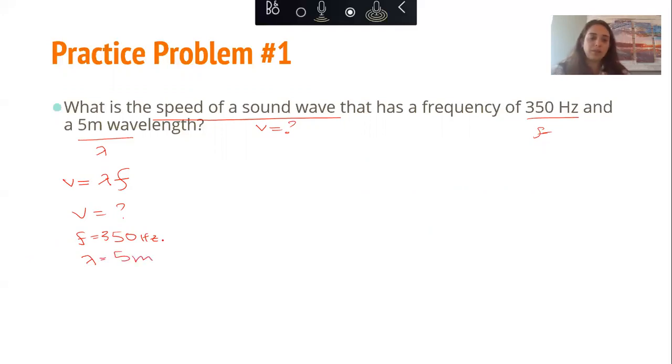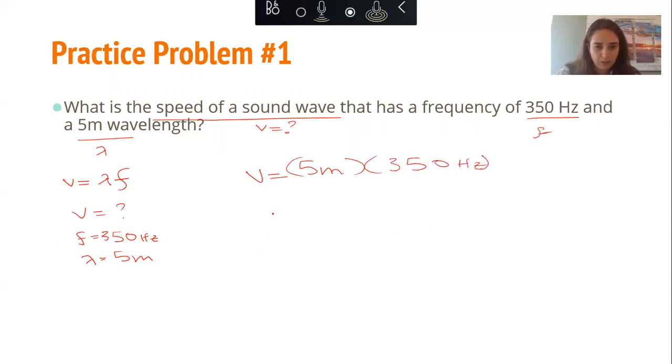And my wavelength is 5 meters. Okay, I am writing everything on the side here to help me visualize all the information that has been given to us and to help organize what's happening. Right, so with my information, now I'm going to plug everything into my equation. So the speed here is equal to my wavelength, which was 5 meters. Right, and I am going to multiply that by my frequency of 350 hertz.